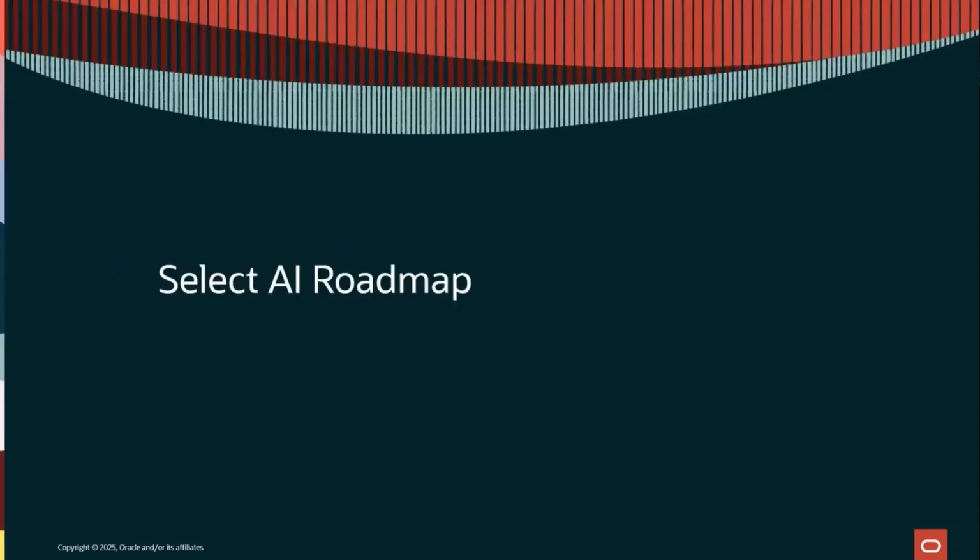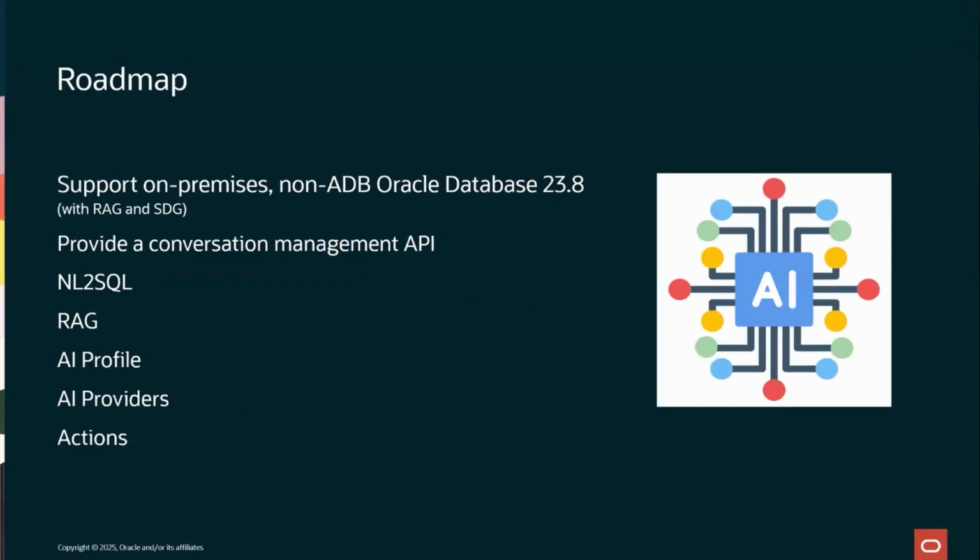So next, we're going to talk about the Select AI roadmap. You were probably wondering if we'd enable RAG and synthetic data generation on non-autonomous database instances, and these and other features are going to be included in the 23.8 release. Now, a new top-level feature in Select AI is providing conversation management for creating, deleting, and loading conversations, and this will greatly help with application development. I'll say more about that in a bit.